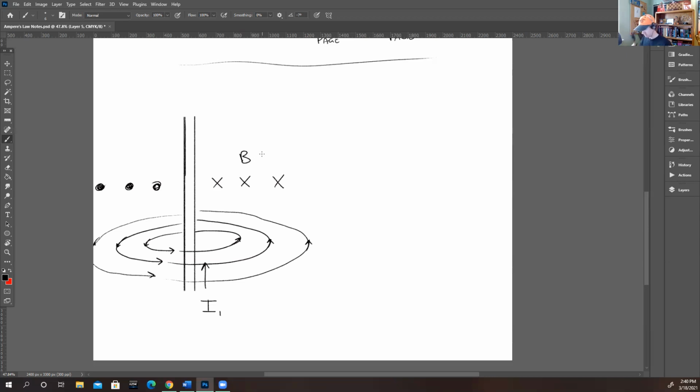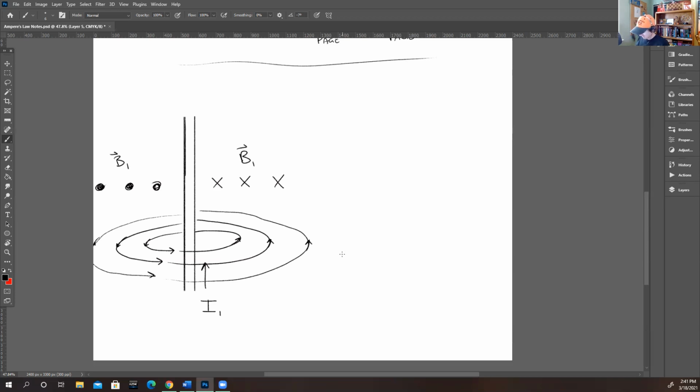And I'll just label these all as magnetic field, so B1. On this side, it's the same thing over here. These are vectors like that.